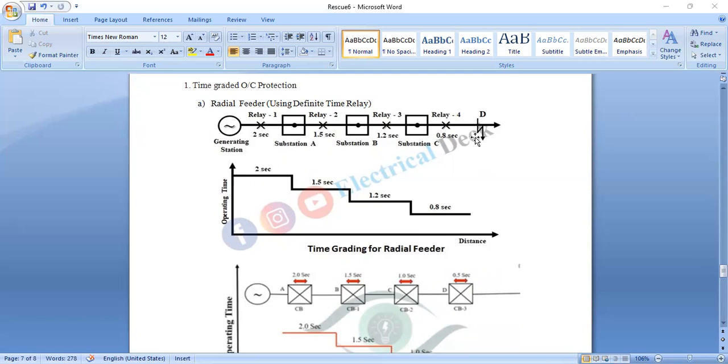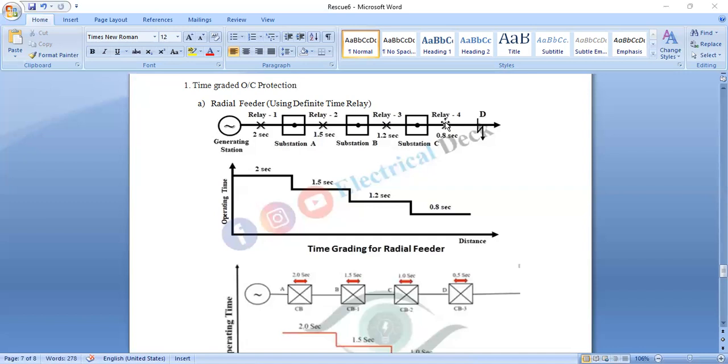So let us assume that the fault occurs near the load center. I will repeat again. There are four relays we can connect from the generating station to the load end. This is substation A, substation B, and substation C. That means when the fault occurs in the system, between substation A to B, then B to C, and beyond C. So which relay will operate first and why? This is the question here.